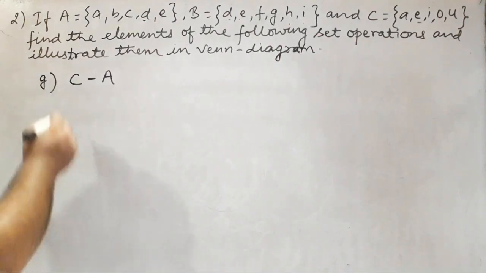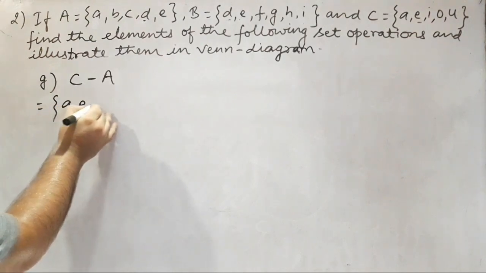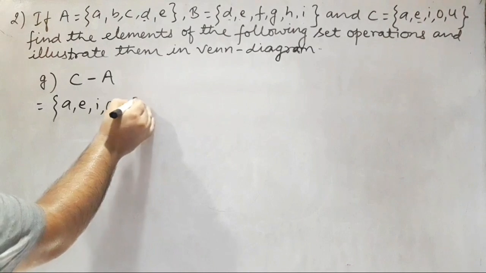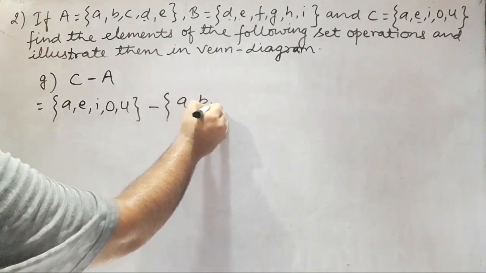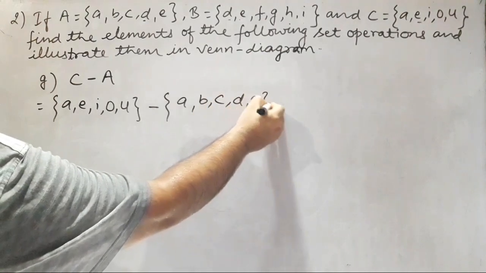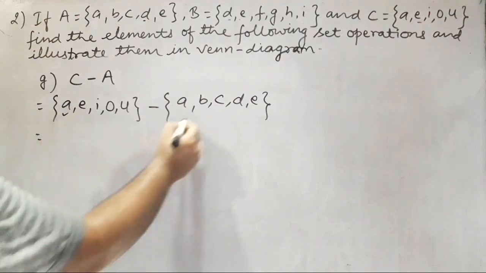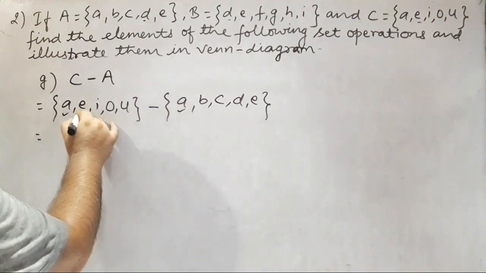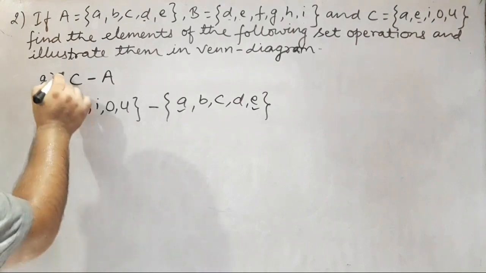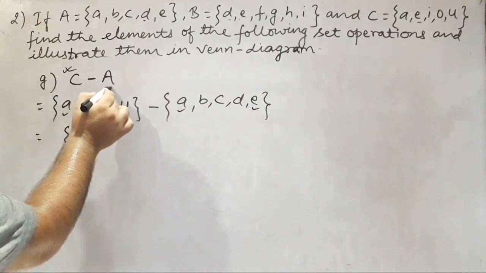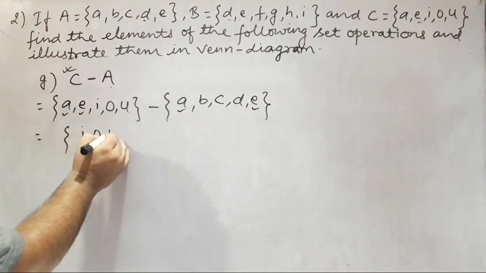C minus A. The elements of C: A, E, I, O, U, minus the elements of A: A, B, C, D, E. Let's take the common elements, the elements A and E. Now we shall write down the elements belonging to only C but not of A. That is the remaining elements I, O, U.